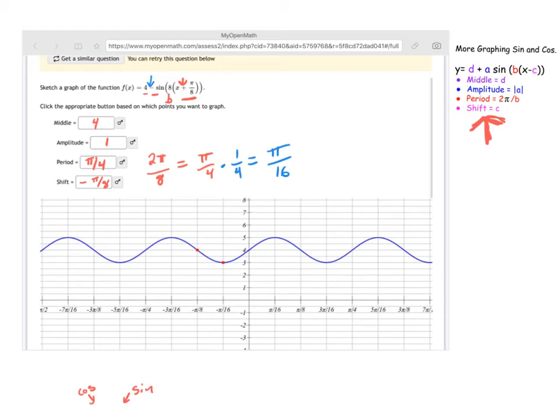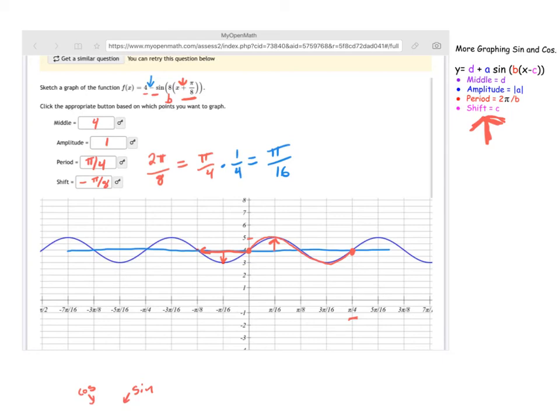The first thing I'm going to take a look at is my middle. If I have my middle drawn in, my middle's right here, and that looks like the middle. The next thing I want to take a look at is my amplitude. I have an amplitude of 1 unit, so I'm going up 1 and I'm going down 1. So my amplitude looks good. A period of pi over 4. So I'm going to start at 0, 0 here, and if I follow this graph, notice that it repeats again there at pi over 4. So my period is pi over 4, and from the start, did I move backwards pi over 8? Yes, I moved backwards pi over 8.